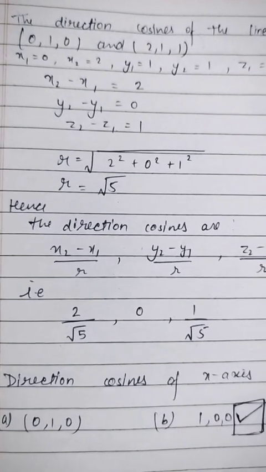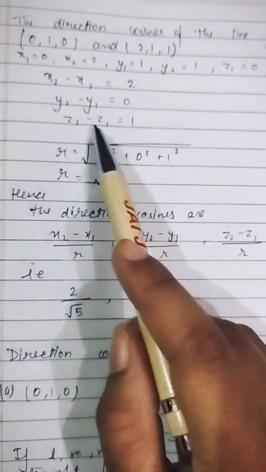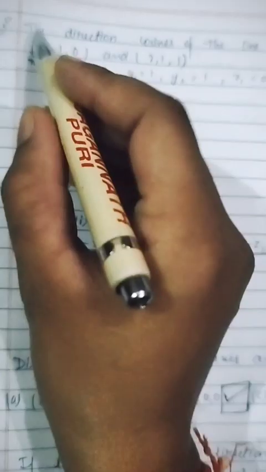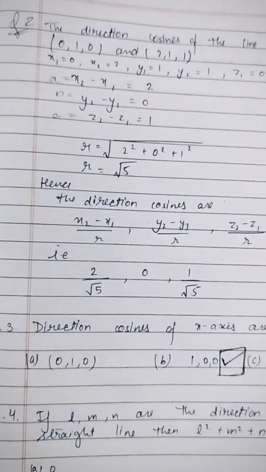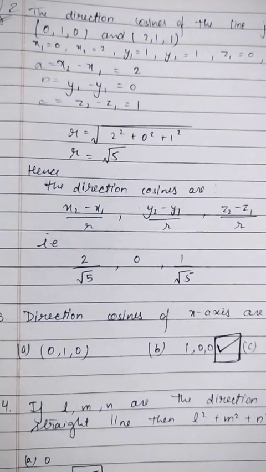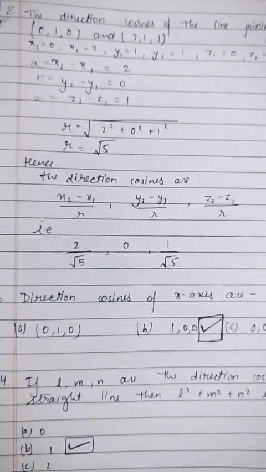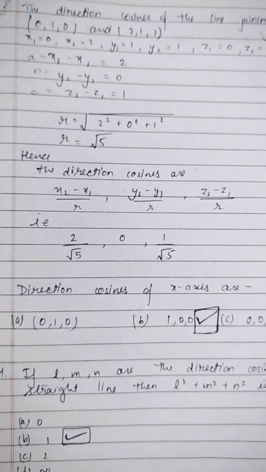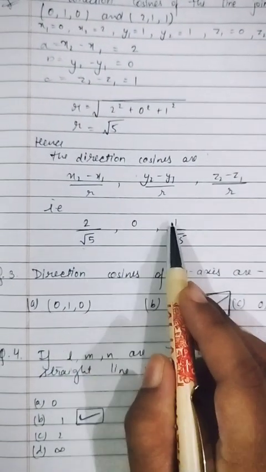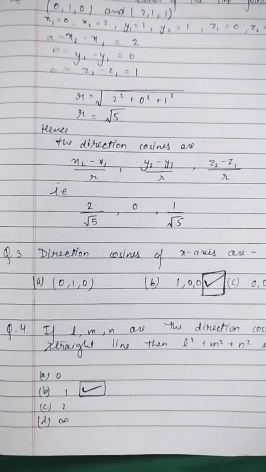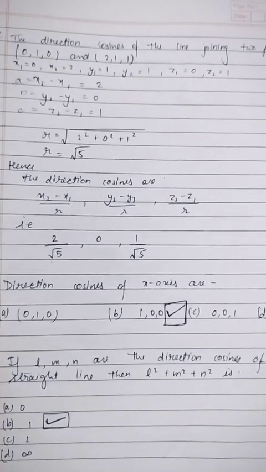Now we will find the value of r, that is the square root of a square plus b square plus c square, where a, b, c are x2 minus x1 and so on respectively. This comes to root 5. Hence the direction cosines are a divided by r, b divided by r, c divided by r for the x, y and z axes respectively. So the final result is 2 divided by root 5, 0, 1 divided by root 5. These are the direction cosines for the line whose 2 points are given.